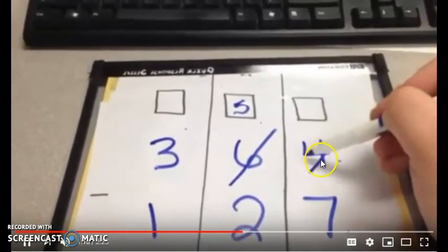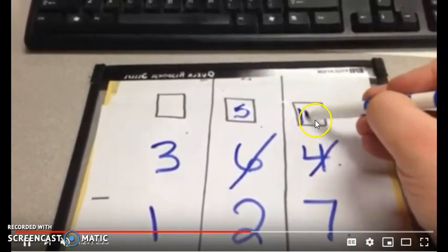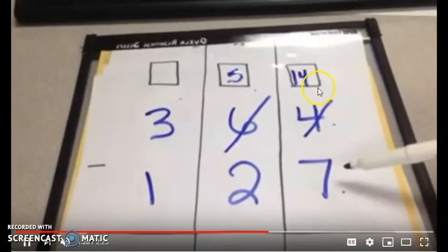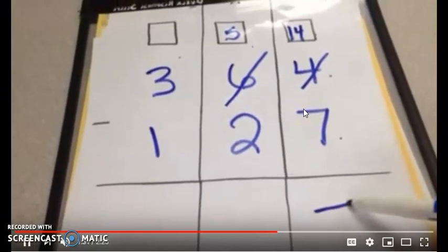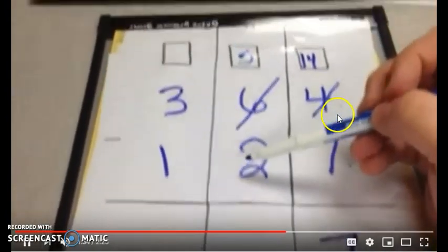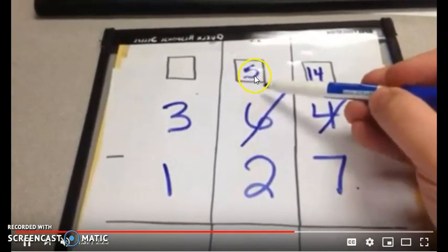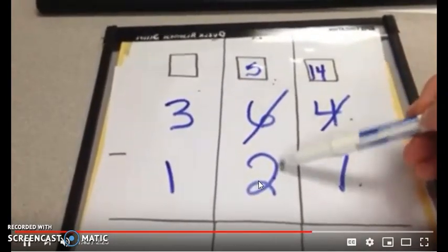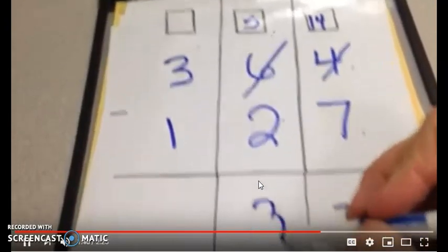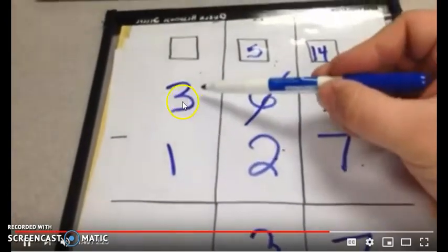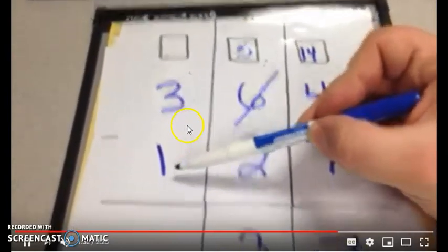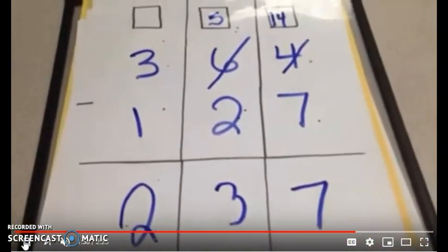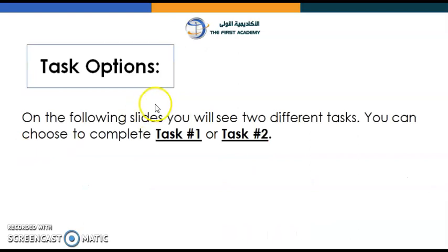We need to cross it out because we have a new number, no need to use this anymore. So 14 minus 7. So the greater number now is on the top. So we can do it. The answer is 7. It's a doubles fact. Now, more on the top. No need to stop. So we're not going to stop. So 5 minus 2 equals... Well done. And finally, also more on the top. No need to stop. So we can go ahead and do it. So the answer is 2.